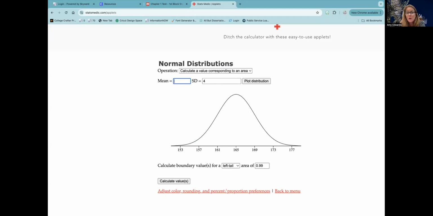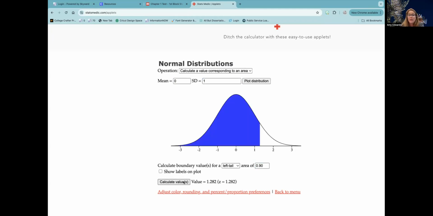When you can't answer both those questions, your mean is going to be 0 and your standard deviation is 1. Okay? These are standardized scores. And in standardized scores, the mean is always 0, standard deviation is 1. So we want the value underneath it, and that area is, it told us 90%.